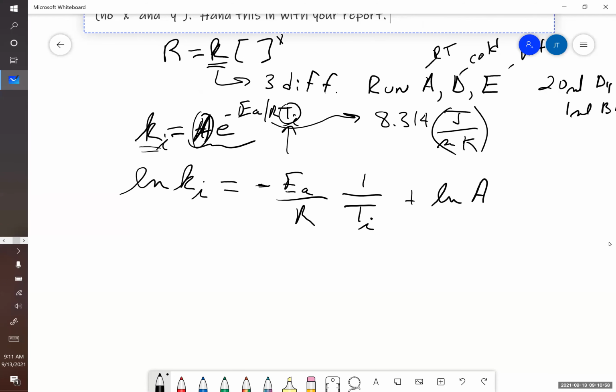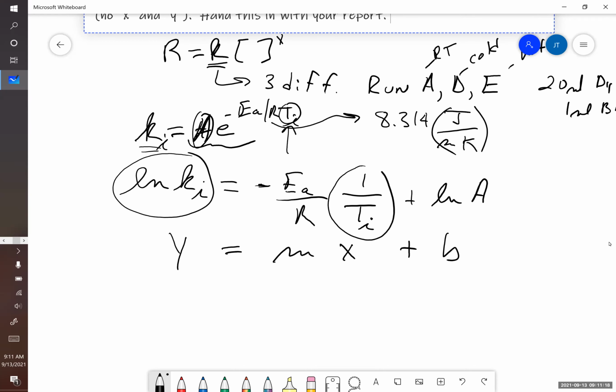The advantage of this form is it shows you that ln K is a function dependent on the independent variable temperature. And so we get a form of a straight line if we plot the log of K versus 1 over temperature. So that's why this question asks you to do that.